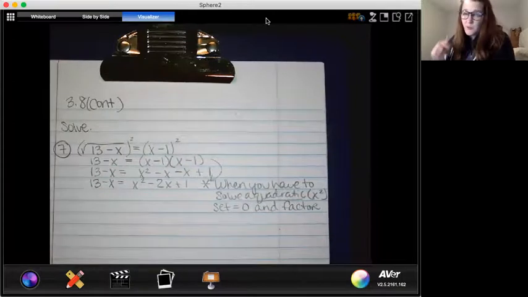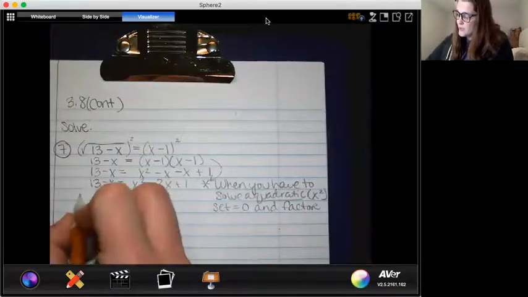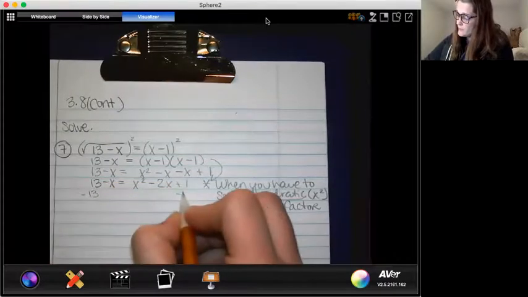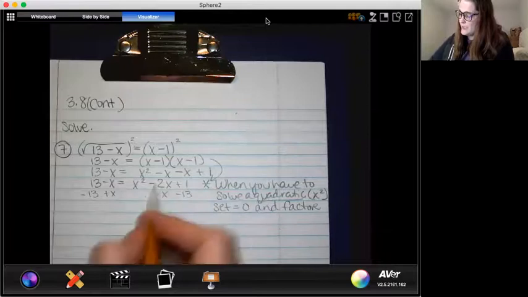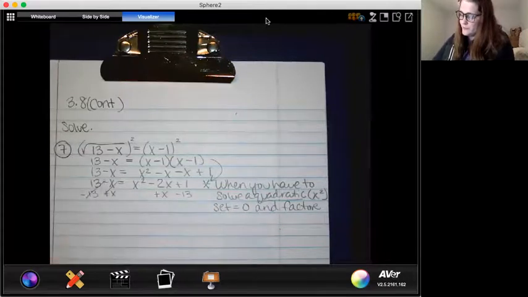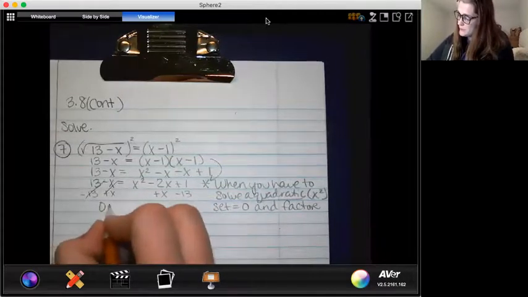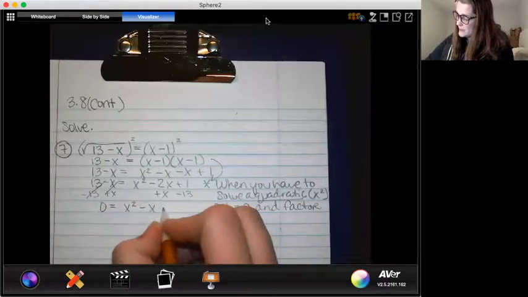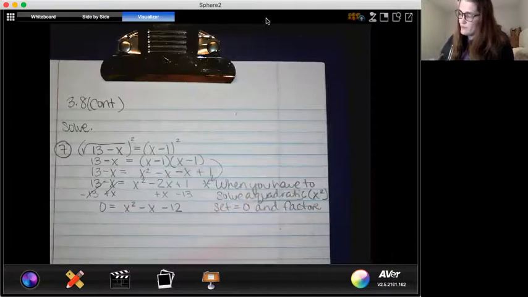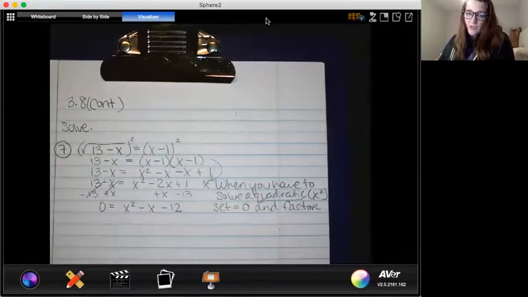So in order to do that, you want to keep your x squared positive. So we're going to move the left side to the right. So I'm going to subtract 13. And I'm going to add x. I'm going to line that up so that I can see what is going on. So I have 0 equals x squared minus x minus 12. Okay, so now it's set equal to 0.